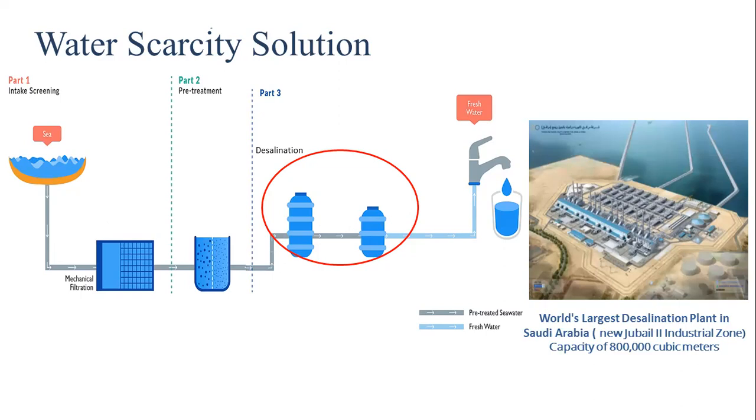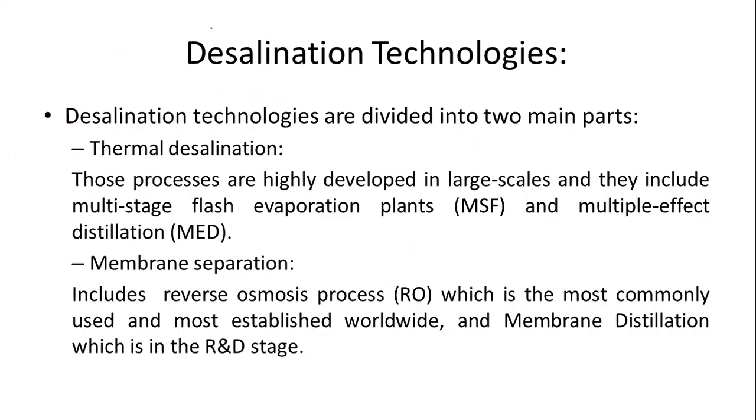So it is extremely important to work on water desalination for the future. The desalination technologies that are industrially available now are divided into two main parts: thermal desalination and membrane separation desalination. Thermal desalination is highly developed and used in countries on a large scale, and it includes multi-stage flash evaporation, which is MSF, and multiple effect distillation, which is MED. Both of those and any other thermal desalination process require heat, and for this reason, it is really energy demanding.